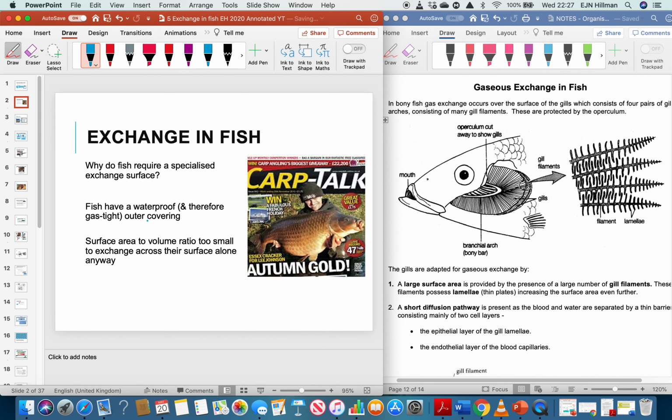So it's necessary for fish to have a specialised exchange surface, and in fact this might relate to a number of different organisms. Firstly, they're large, so the distance of diffusion to reach those internal tissues is much too great. Secondly, they have a waterproof surface, so it's gas tight, and that idea that the distance is too great is because they've got a surface area to volume ratio that's too small to exchange across their surface alone.